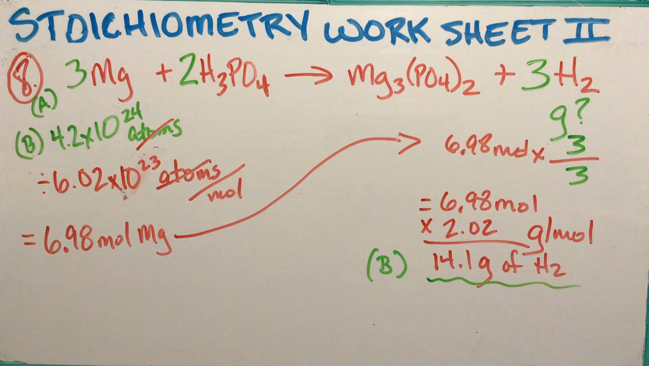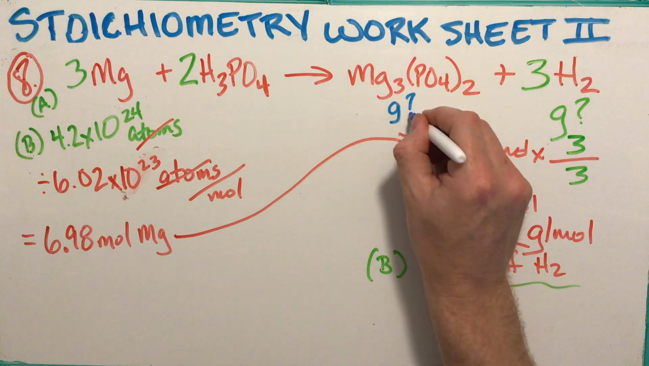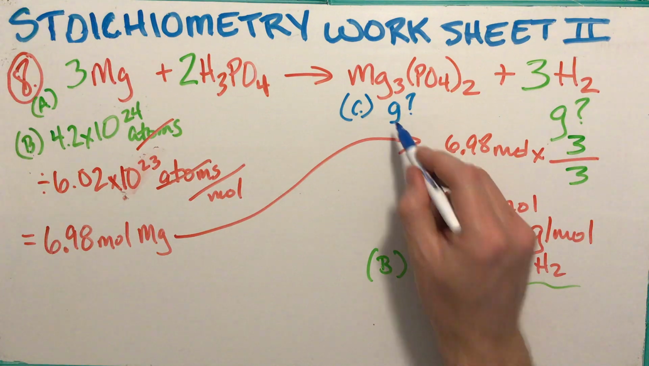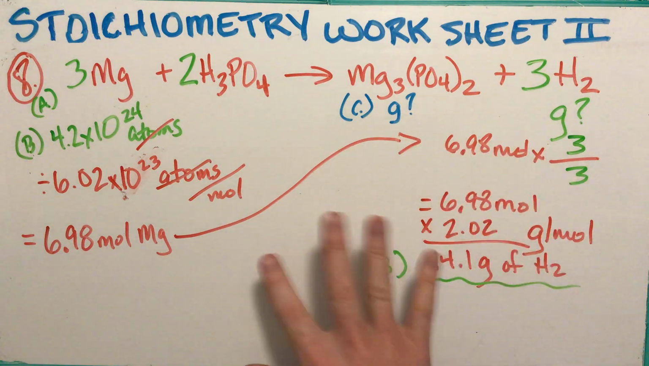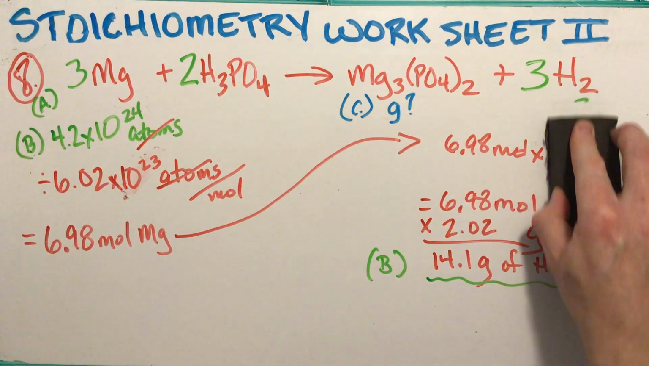Now C wanted to know the mass of this. So I'll put that in here. C wanted to know how many grams of the magnesium phosphate am I going to get. Now I'm running out of space here, so pause the video because I'm going to need this space. I got to erase some of this. Pause the video if you got to get A and B done, and I'm going to erase and do the next part.